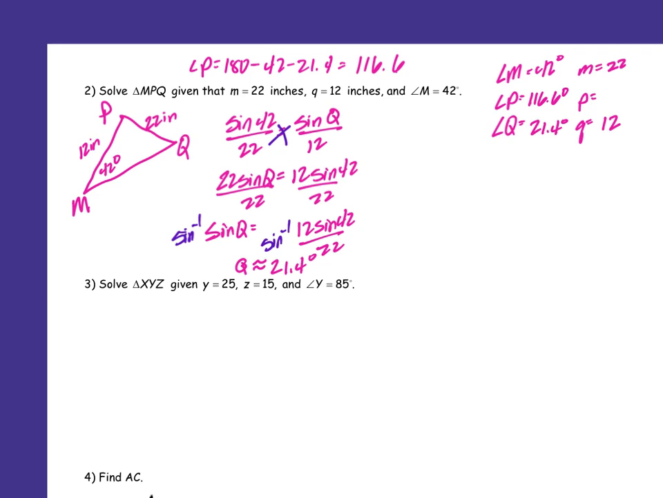Okay. Now I'm going to find side P. Side Q. Okay. I can't use the Pythagorean theorem because this is not a right triangle. So I have to use law of sine. So I've got sine of 42 over 22 equals sine of 116.6 all over P. Cross multiply.